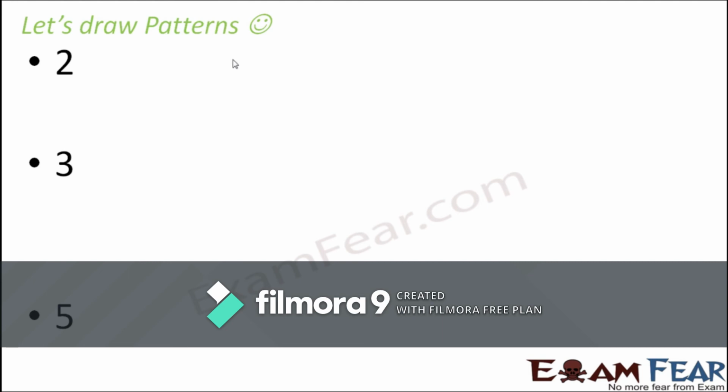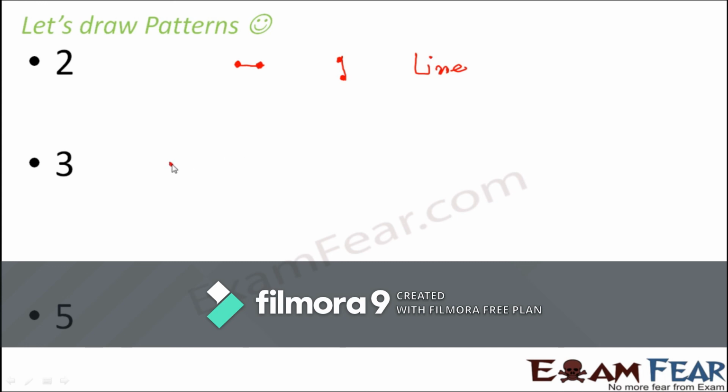So let's start with 2. Now, how would you represent 2 with dots? We would need 2 dots to represent a 2. Now, when you keep 2 dots like this, what does it form? It basically forms a line. So you see that the dots pattern results in the formation of a line.